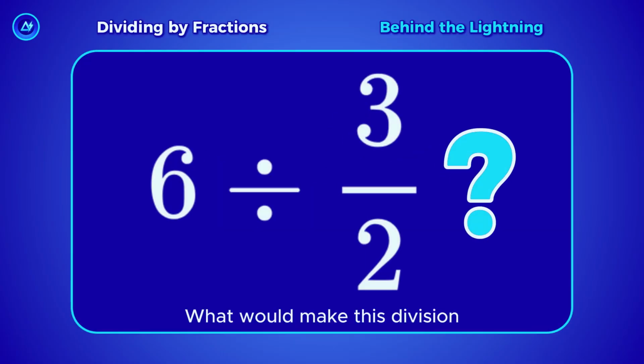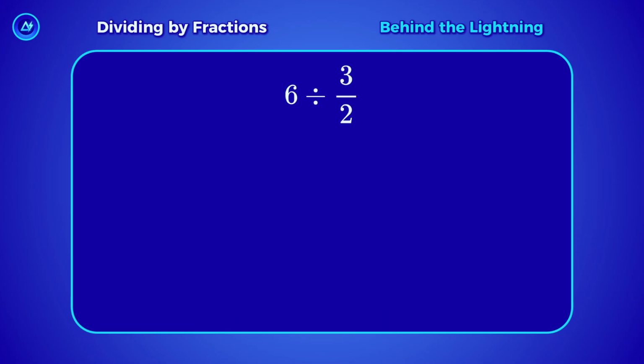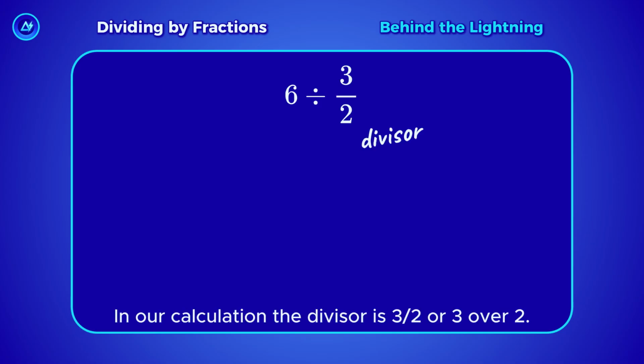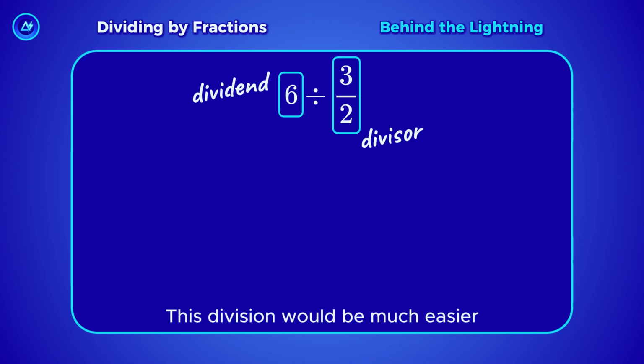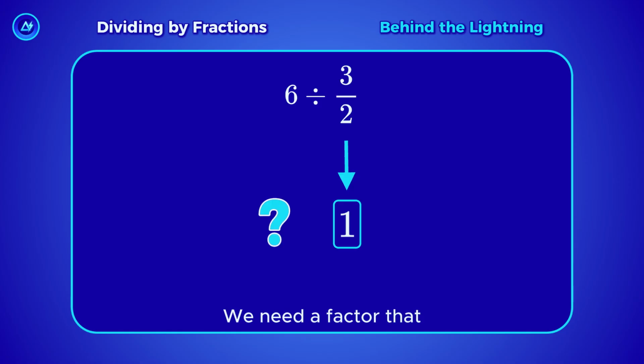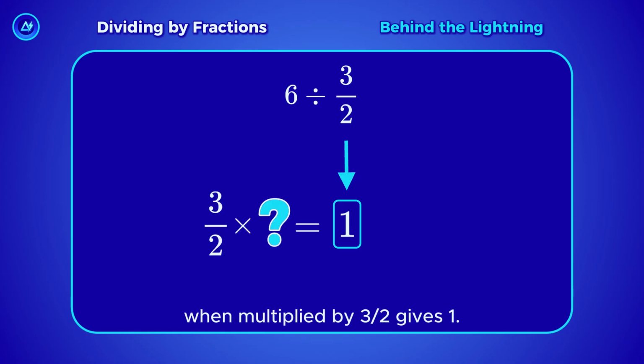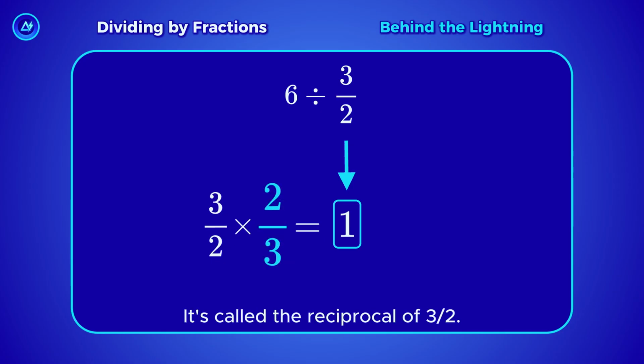What would make this division as simple as possible? In our calculation, the divisor is 3/2. The other number, 6, is called the dividend. This division would be much easier if the divisor were 1. We need a factor that, when multiplied by 3/2, gives 1. That factor is 2/3. It's called the reciprocal of 3/2.